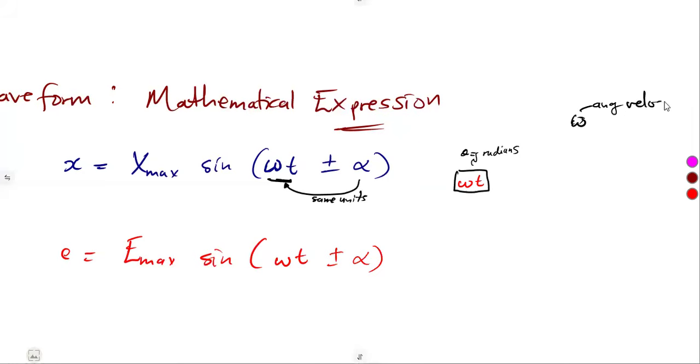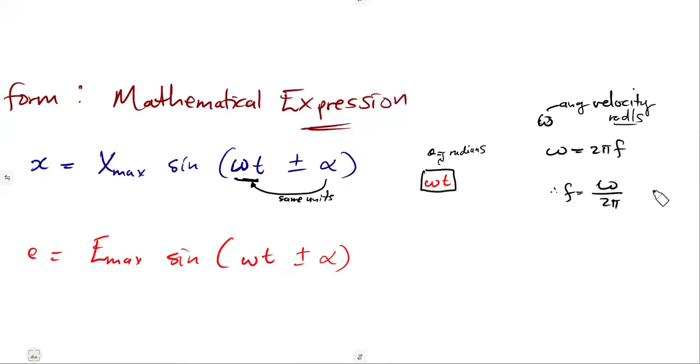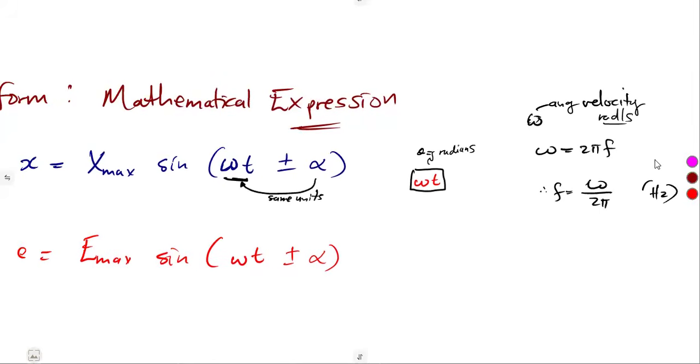Angular velocity in rad per what? Rad per second. We understand that omega is equal to 2 pi f. So from omega, the frequency can be determined. Divide by 2 pi, so that's omega over 2 pi. So we can have our frequency from there, which is measured in hertz. So that's it. Play around with these formulas.